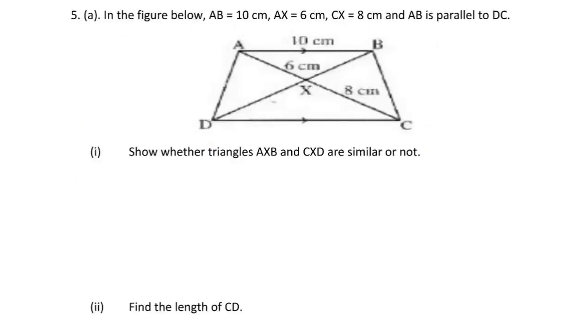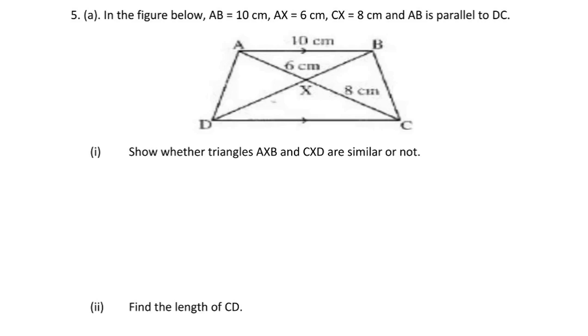Okay, so question number 5a. In the figure below, AB equals 10 centimeters, AX equals 6 centimeters, CX equals 8 centimeters, and AB is parallel to DC. Okay, so Roman 1, we are supposed to show whether triangles AXB and CXD are similar or not.